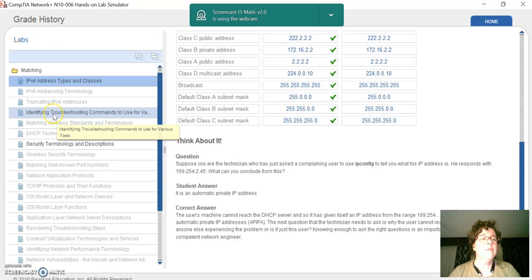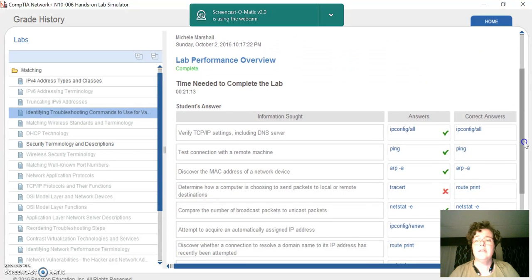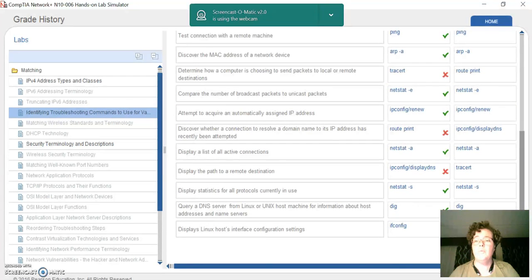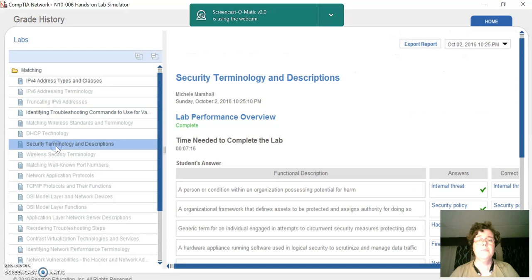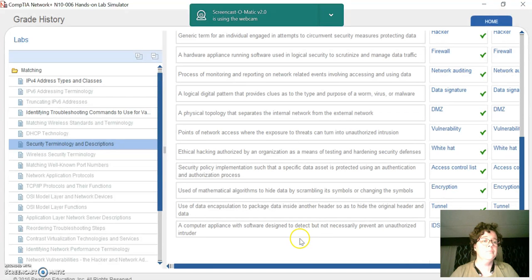The next one that we did was identifying troubleshooting commands. So here's my grade for that particular one. Next was security terminology and descriptions. I actually did pretty well on this one. That's right there.